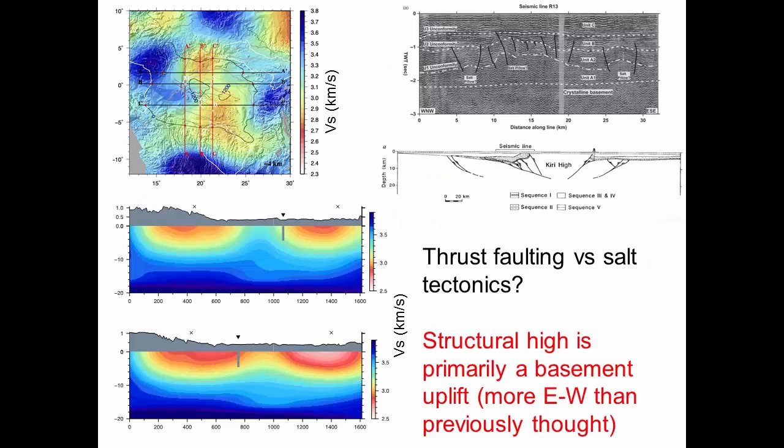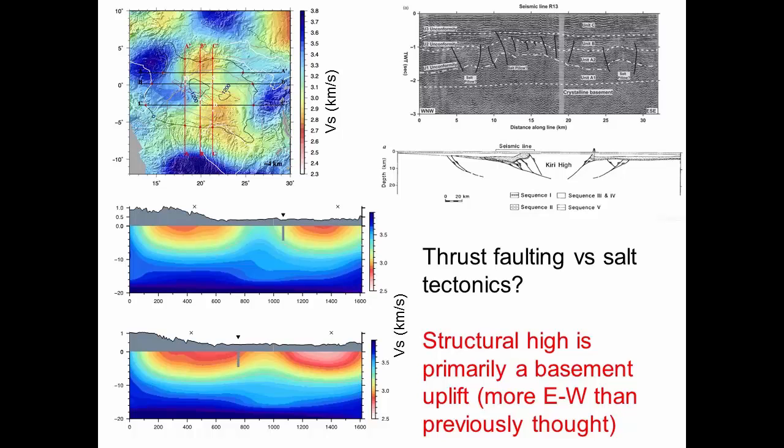In terms of looking at the first order basin structure of the Cuvette Centrale, I think we can make some pretty firm conclusions. So again, just to remind you that we have these two competing interpretations, salt tectonics versus thrusting, to create this structural high in the middle of the basin. And from these cross sections, again, we see this basement uplift. So clearly, the structural high is primarily a basement uplift.